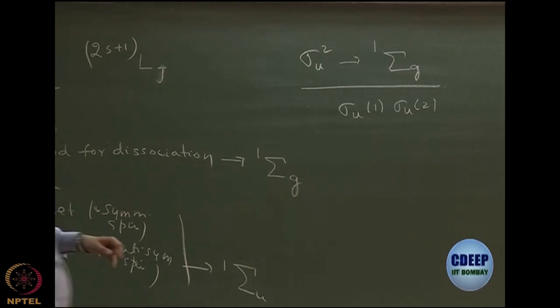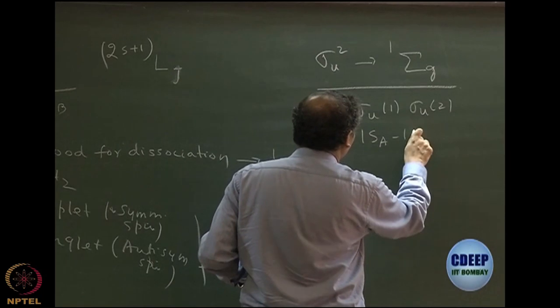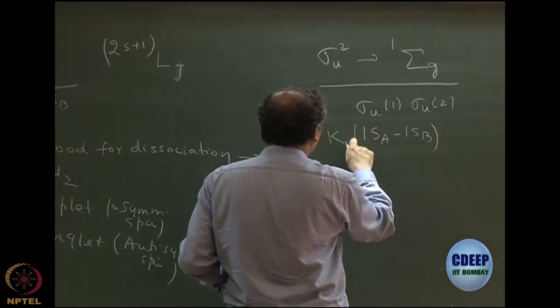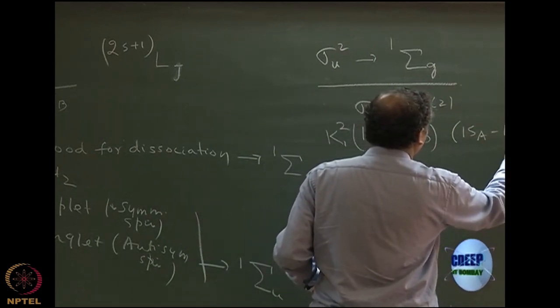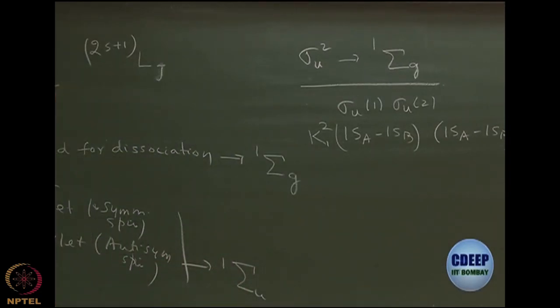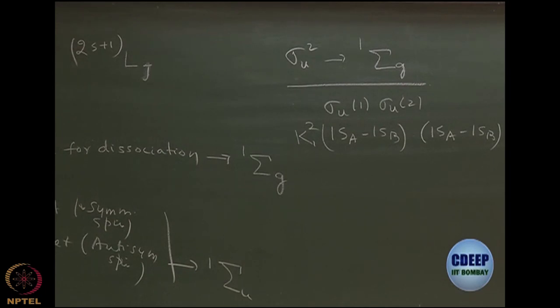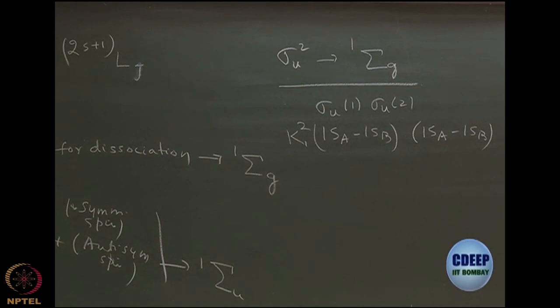Now, what is sigma U? It is 1SA minus 1SB, correct? Times some constant, K1 square, into 1SA minus 1SB. Just as I did the sigma G square analysis in valence bond picture, I can analyze sigma U square, right? 1SA minus 1SB, but you remember sigma U is minus, right? Sigma G was plus. So expand this now.